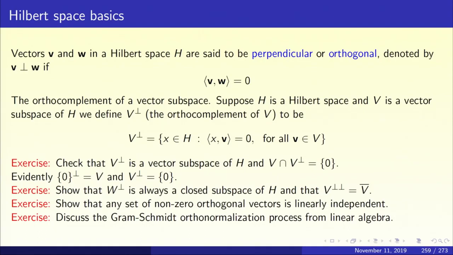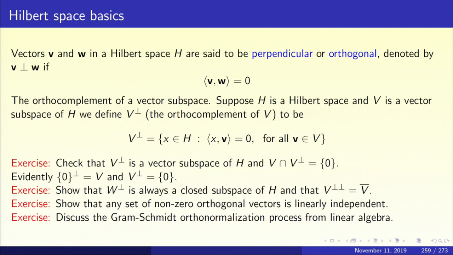Suppose I take a vector subspace. Take a vector subspace V, and we define the orthocomplement of V, and we denote it by V superscript perp, called the V perp, the orthocomplement of V. The V perp is the set of all vectors x in H such that x dot v equals 0 for all v in V. So check that V perp is a vector subspace of H. So V is a vector subspace, V perp is also a vector subspace. What is the intersection? The intersection is going to be the 0 space.